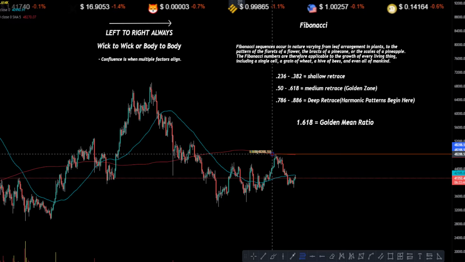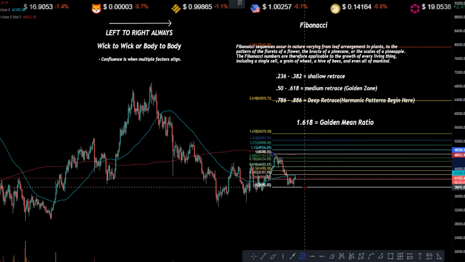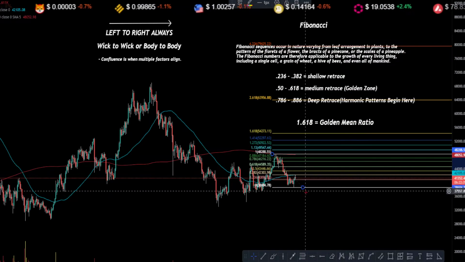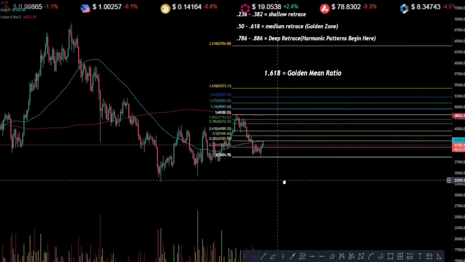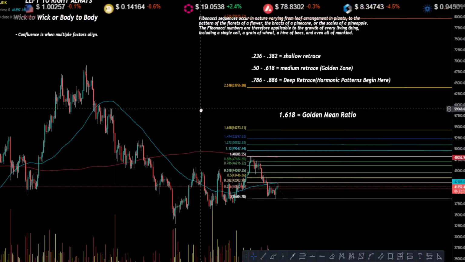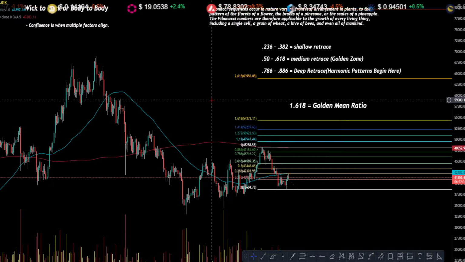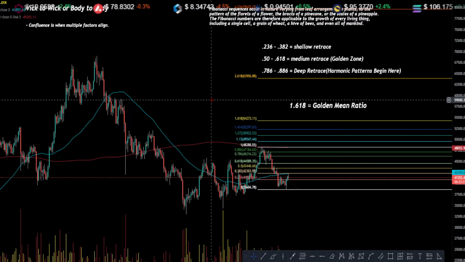So what you would do if we're going to go wick to wick here, you go from a swing high to a swing low. Go to the highest wick from the swing high and go to the lowest low from the swing low. So that's how you would plot it. You do it from a high to a low or a low to a high, left to right.